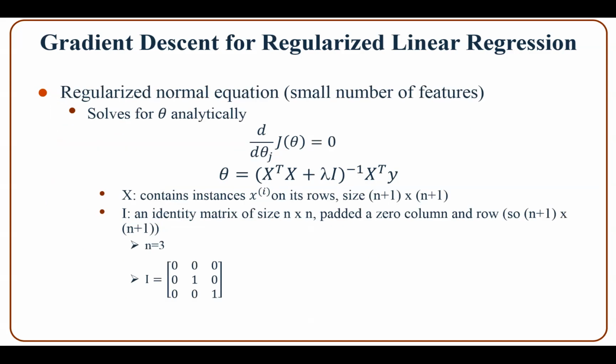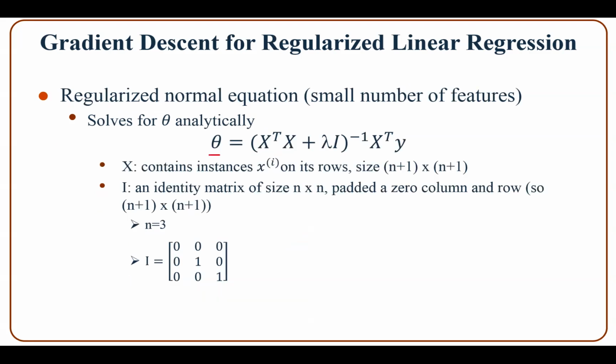The normal equation can also use the regularization method, and the difference from the original theta is just this term. I here is an identity matrix of size n by n padded by a zero column and a zero row, such that the size becomes n plus 1 by n plus 1. So let's say if n is equal to 3, then I would be like this: an identity matrix and also padded by a 0 row and a 0 column.